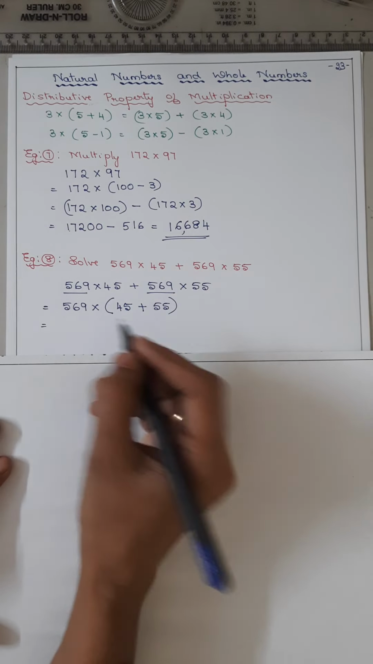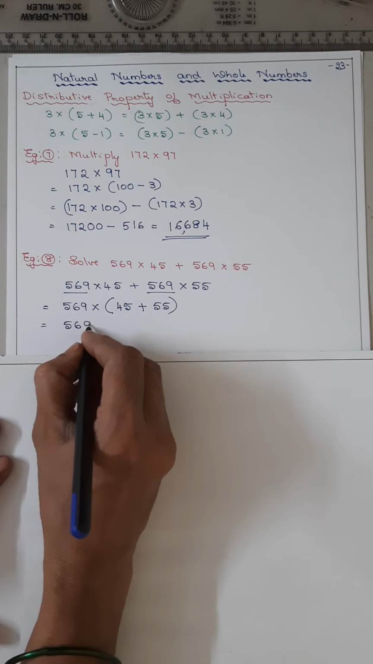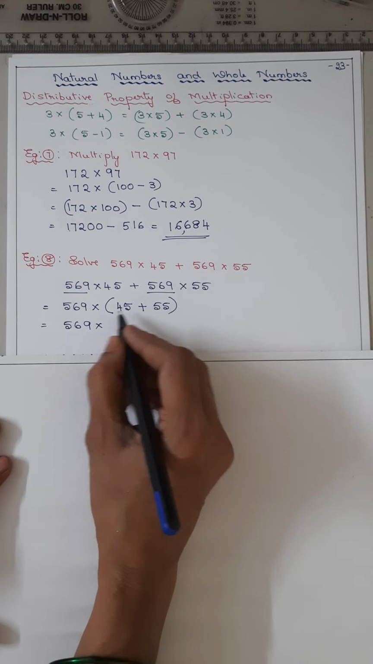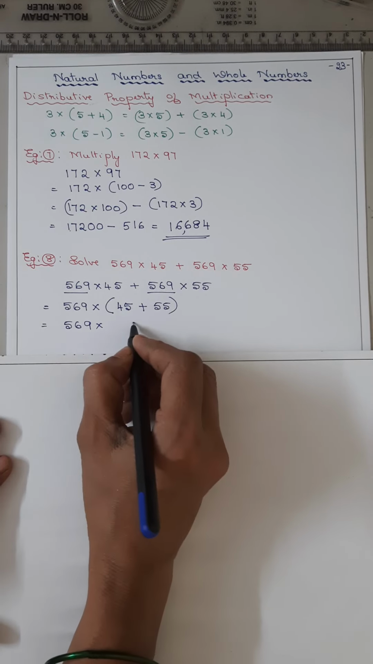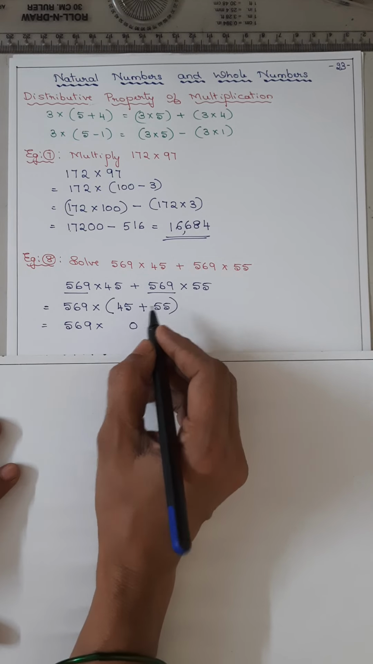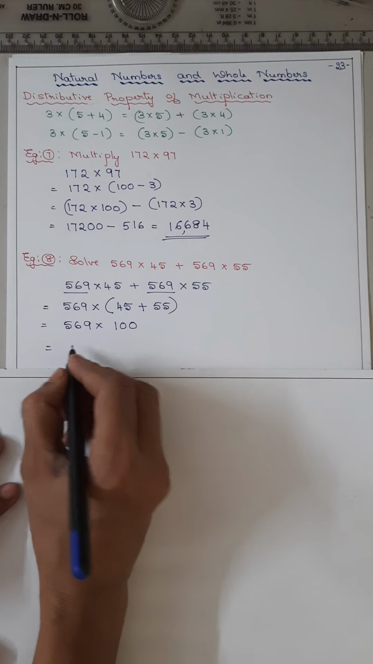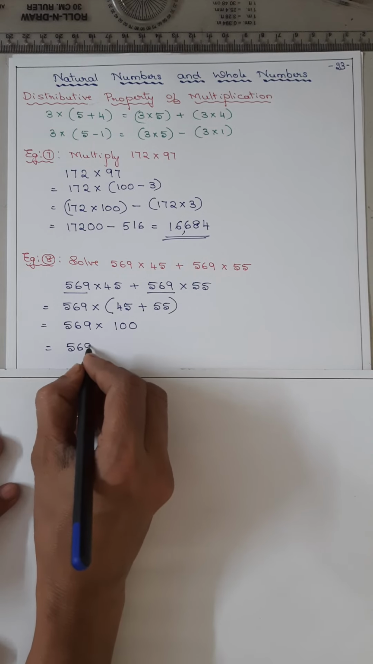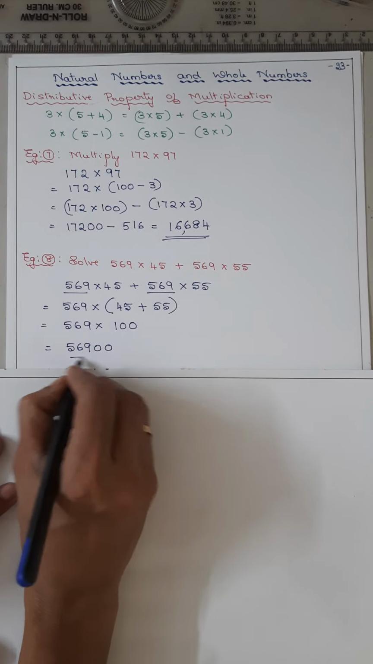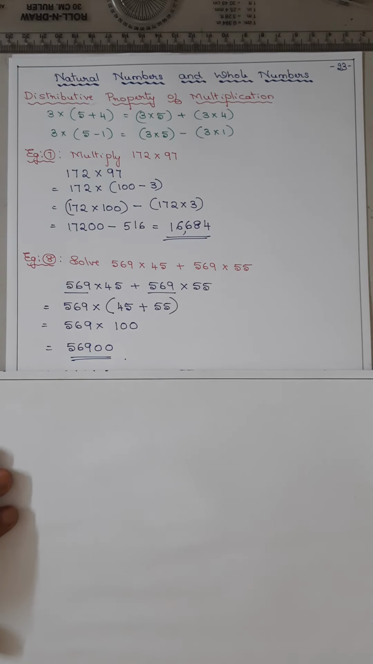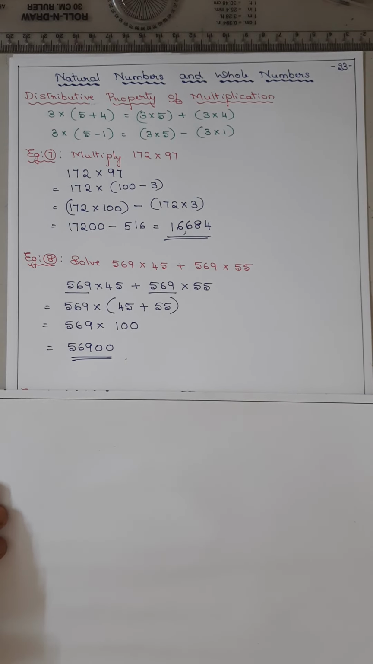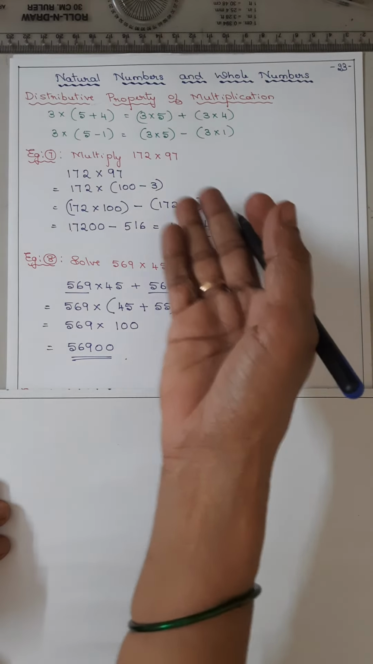And now 569 into (45 plus 55), this you have to add. 5 plus 5, 10. 1 plus 4, 5. 5 plus 5, 10. So anything multiplied by 100: 569 and 2 zeros. So easy now, using the properties here also.